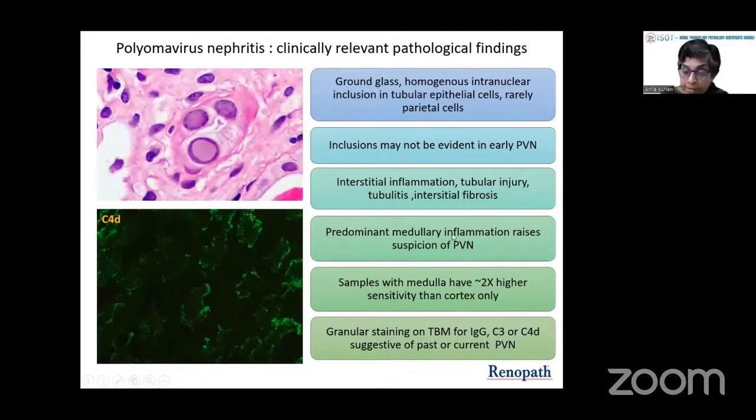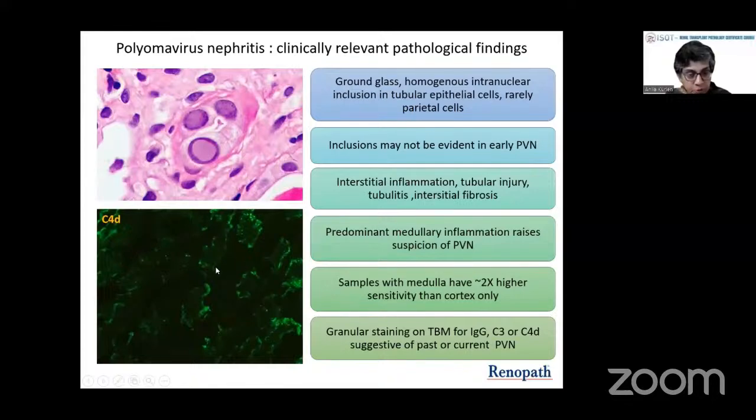But if that happens, or if the medullary tissue is not included in the biopsy, there's a chance of missing the lesion of BK virus. So it's very important that a deep biopsy, which includes the medulla, is taken, because there is a 2 times higher chance of picking it up if the medulla is there. And if you have a lot of inflammation in the medulla, give it a lot of importance and definitely do an immunohistochemical stain.